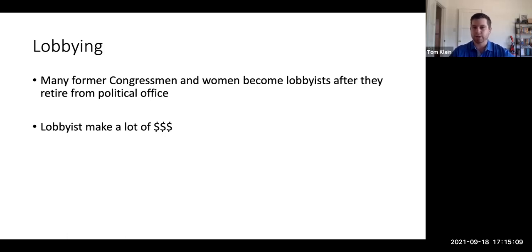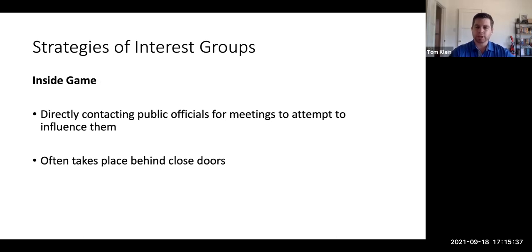So they'll often jump ship, go to the other side, and rake in money because, again, these firms that lobby the government value those relationships they have. Because if you're a former congressperson, other congresspeople who are still in office are going to answer your calls, and that's what they want. They just want to get in the door and try to influence these people. So it is a somewhat controversial thing that we get a lot of politicians becoming lobbyists, but it is how the system currently works. So we're going to talk about a couple different strategies that interest groups use to lobby.